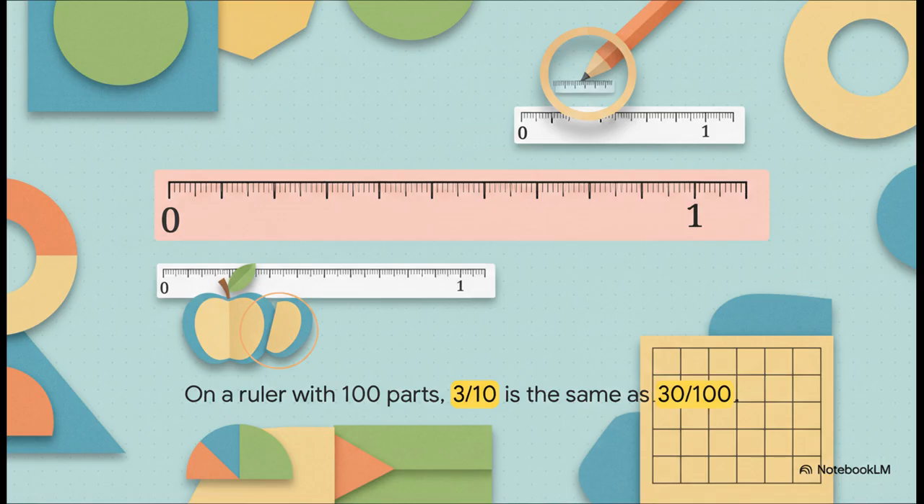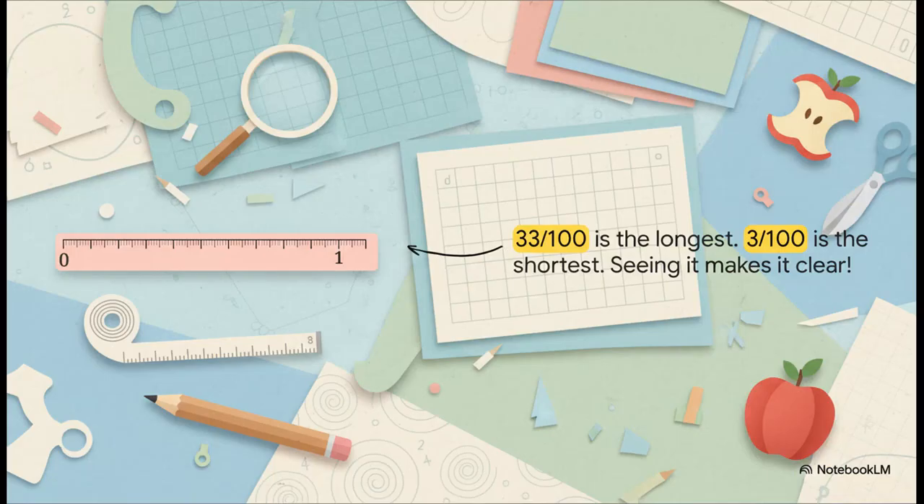There it is. Now, where would 33 hundredths be? That's just 3 little steps further along. And what about 3 hundredths? Oh, look, it's way, way back near the beginning. It's so tiny. So now it's super clear, isn't it? 33 hundredths is the longest, and 3 hundredths is the shortest. When you see it like this, it becomes so easy to understand.